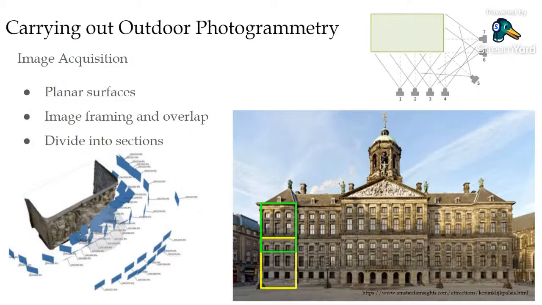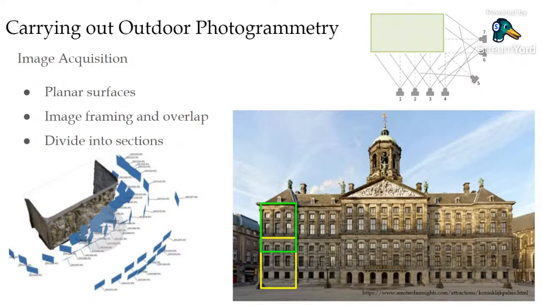So different subjects will require different approaches for image capturing. If you have a planar surface, so something relatively straight and flat, this is the easiest thing to capture, since you will basically have to shoot in a straight line along the surface. And you'll still want to change your camera angle, but it will require fewer photos.